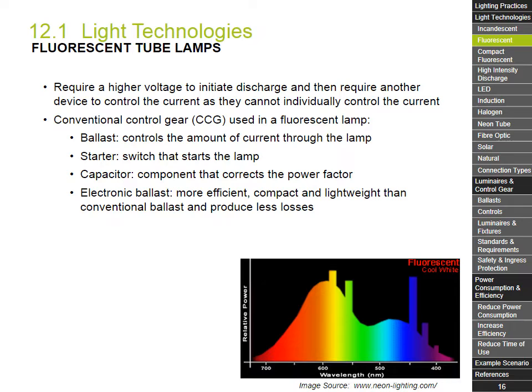There are also electronic ballasts available. These are much more efficient as they produce less heat and also run the lamp more efficiently. Conventional ballasts contain large magnetic cores, making them heavy and bulky. Electronic ballasts are much more compact and lightweight. The figure shows the spectrum of light output of a typical cool white fluorescent lamp. Notice the large peak in the blue, which causes the light to appear cool.